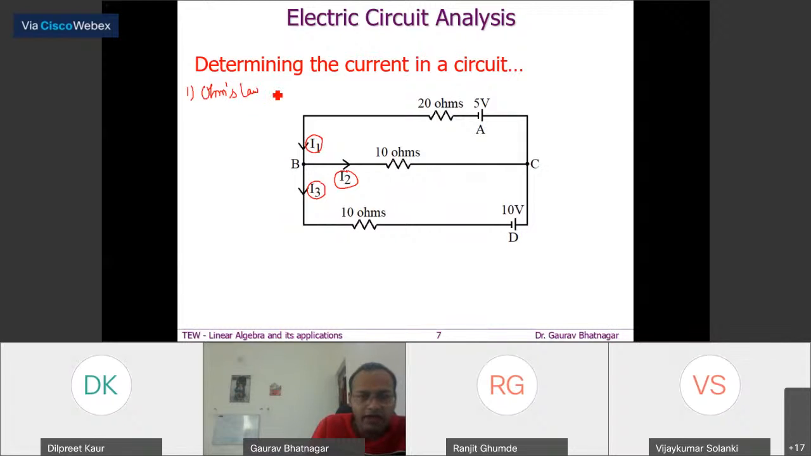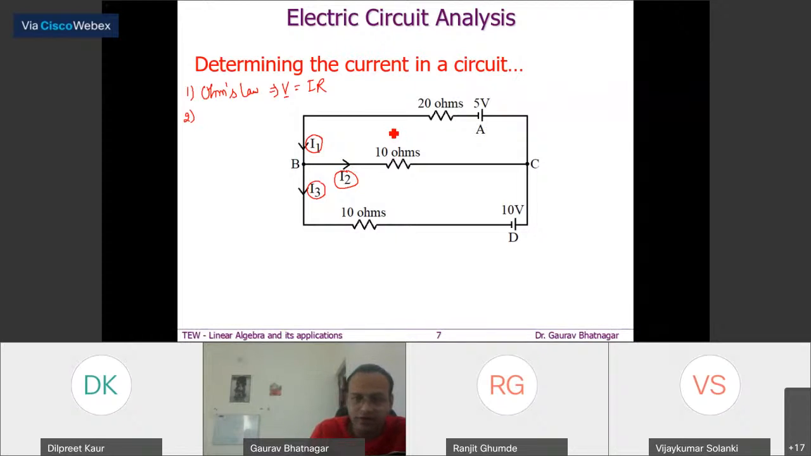Ohm's law gives you the relationship between the voltage and the current, and it is V equal to IR. This is one of the most basic laws, which will tell you the current flow in a particular circuit with respect to the source you have in that circuit. The second law which we require to solve this problem is called Kirchhoff's law.